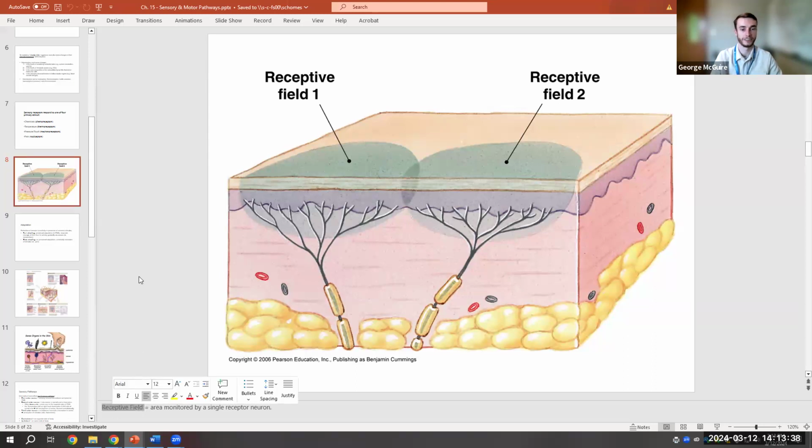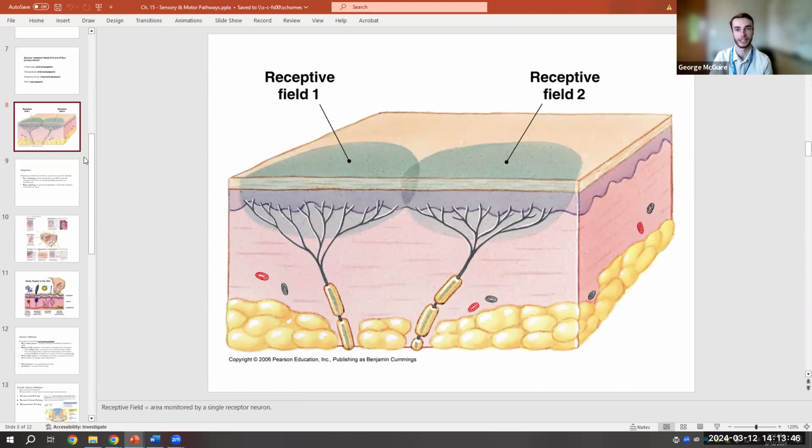So the main idea here is just the definition, really, that the receptive field is describing the total area monitored by that single receptor neuron, but that does apply to crude versus fine touch. So a smaller receptive field would give you finer, more specific sensation. A larger receptive field would provide crude sensation.